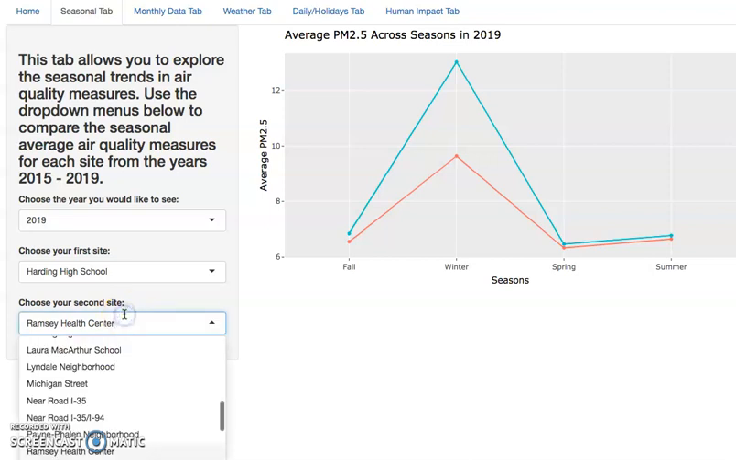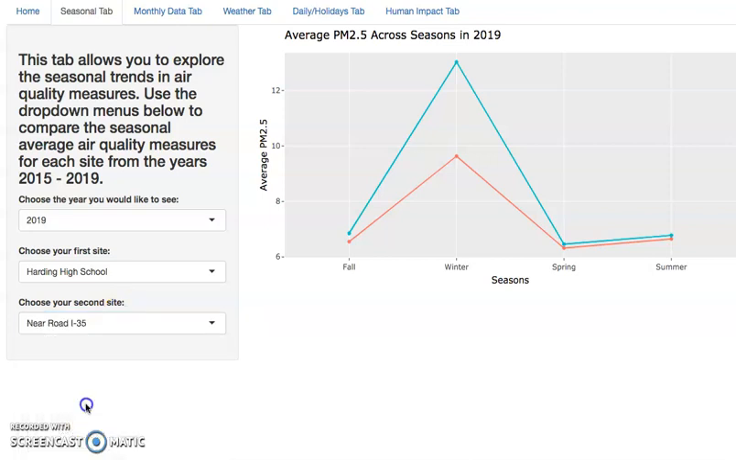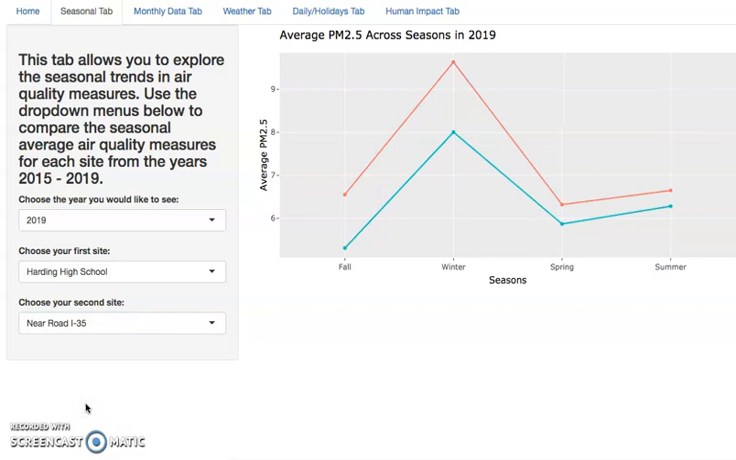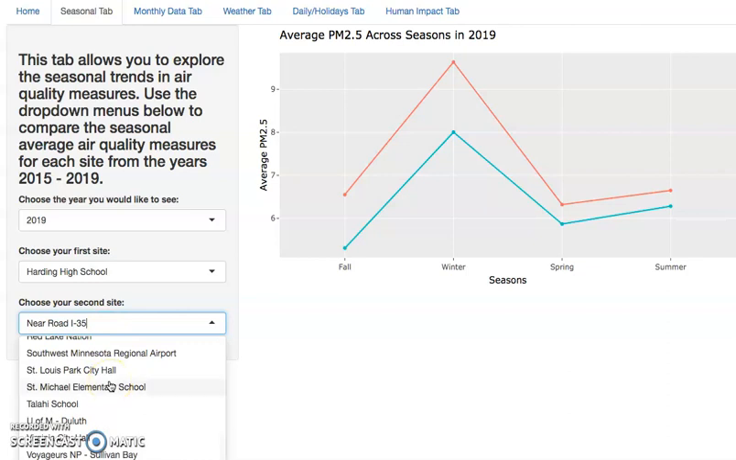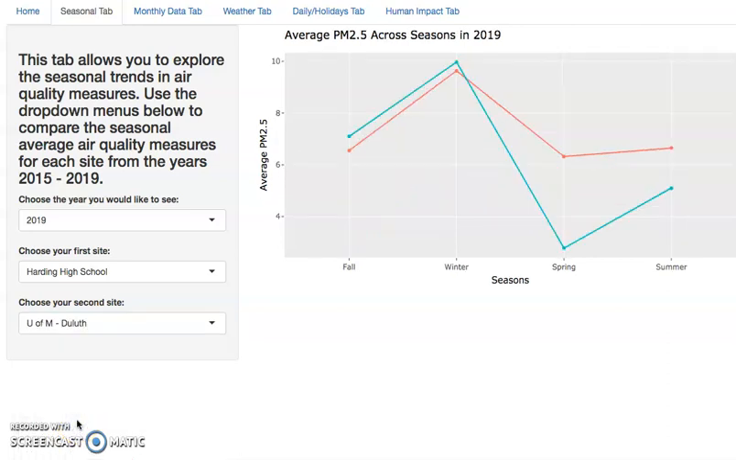We can look at different locations. So we could say, oh, well, what about near Road I-35? Another similar pattern. We can go, well, what about a different city? What if we look at the University of Minnesota in the city of Duluth? So that's pretty similar in the fall and winter, but then Duluth has lower air pollution in the spring. Interesting. It's kind of weird.